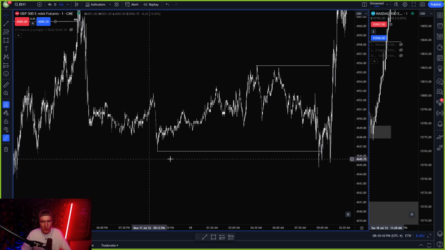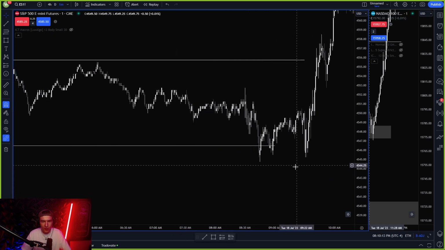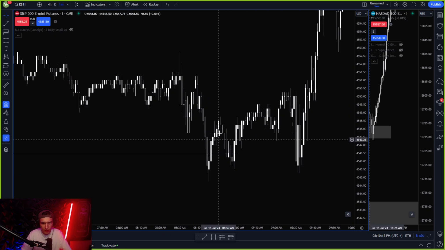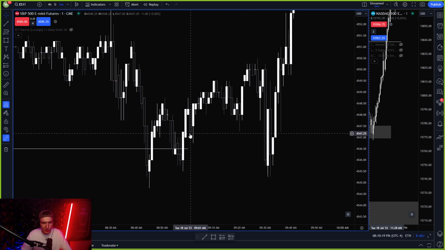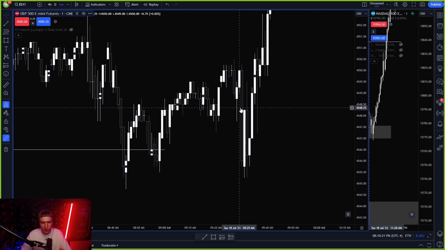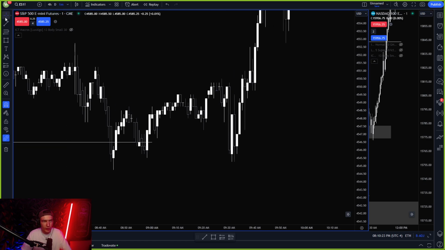Come down, we sweep this low. What do we notice? Instant displacement back to the upside, right? Big move back up. Now, I wouldn't have taken this, because market opens here, right? Market opens right here. What do we notice?